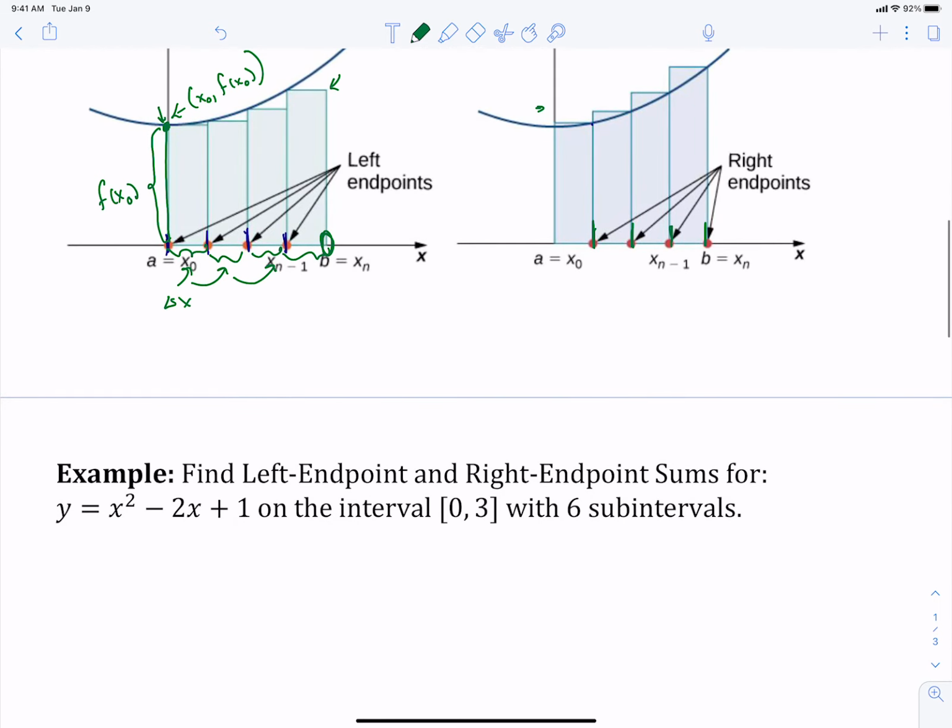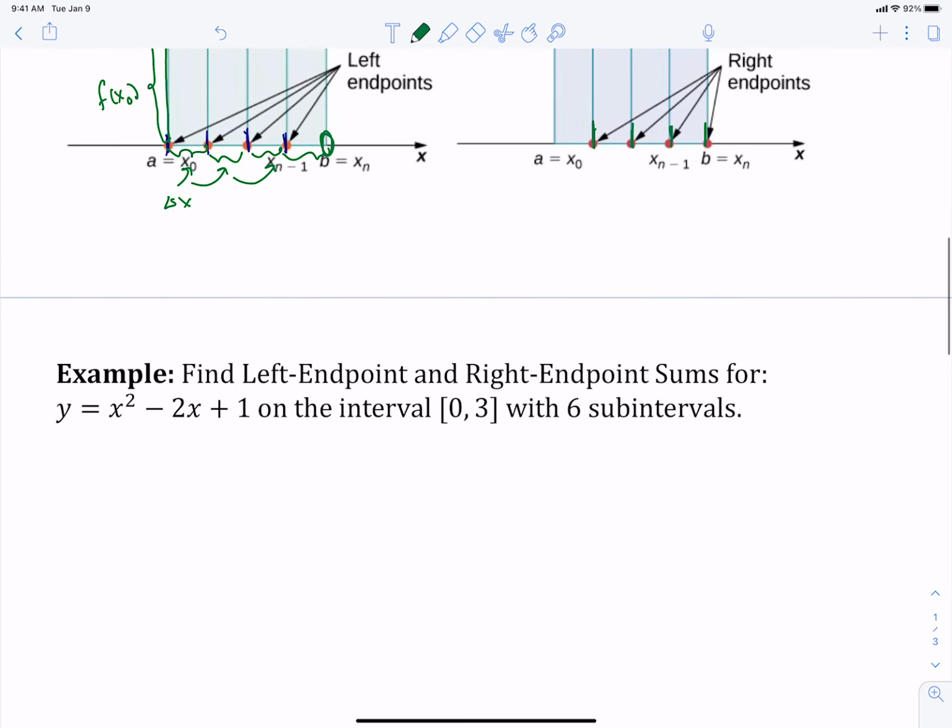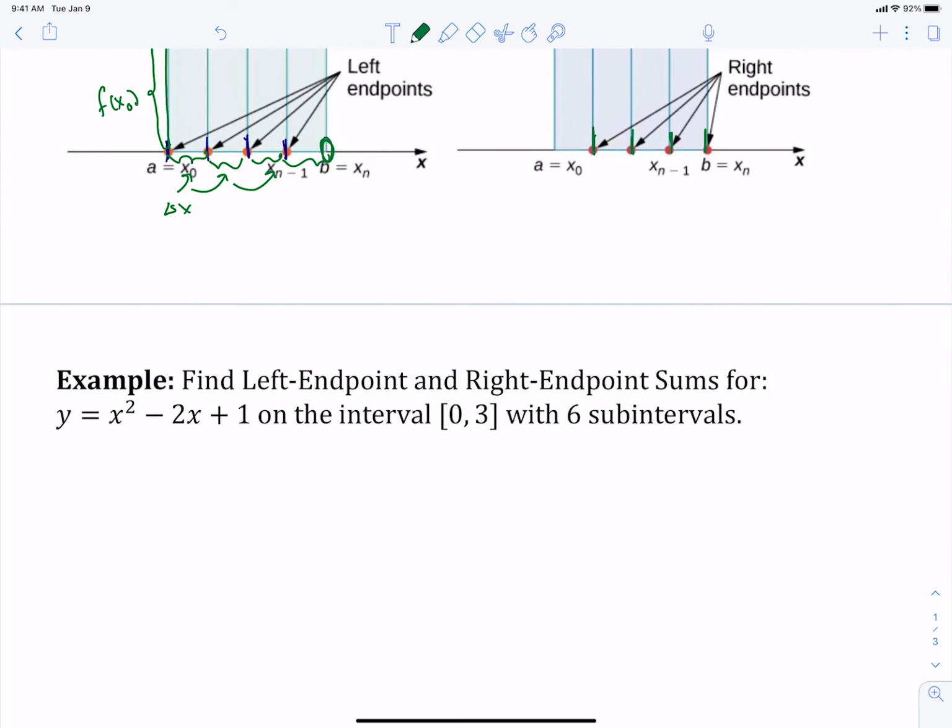So let's take a look at an example with this. We're going to find a left and a right endpoint sum for a quadratic that they're giving us here on the interval 0 to 3 with 6 subintervals. So they don't give us a graph, but that's okay. And what I do when I'm not given a graph is I make a little number line because this helps me visualize what I'm doing.